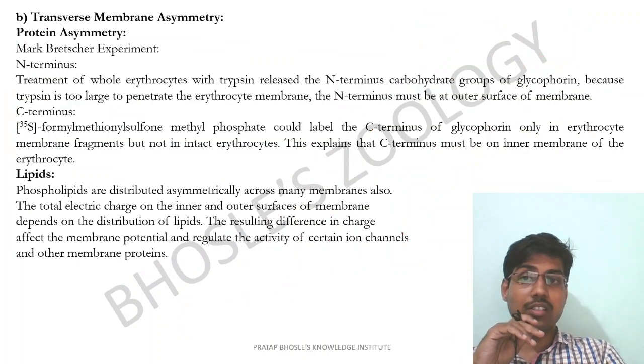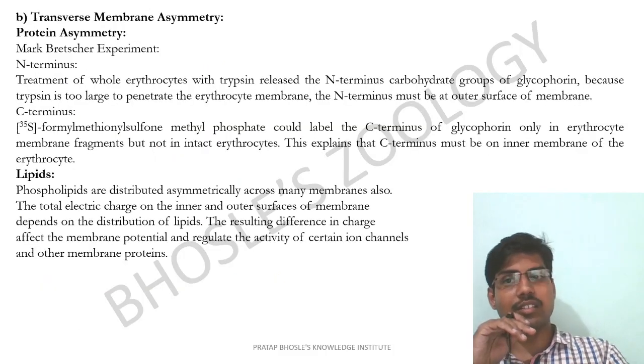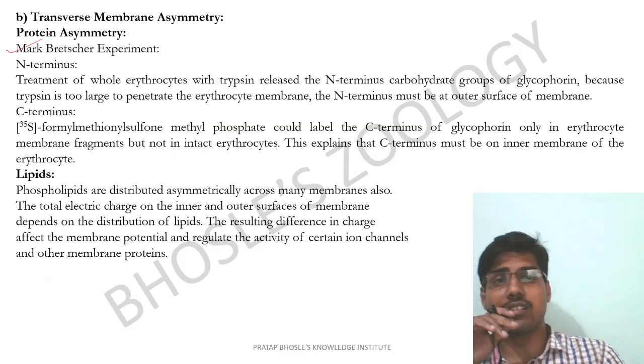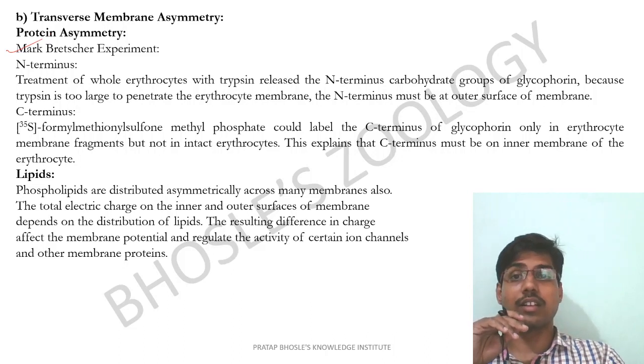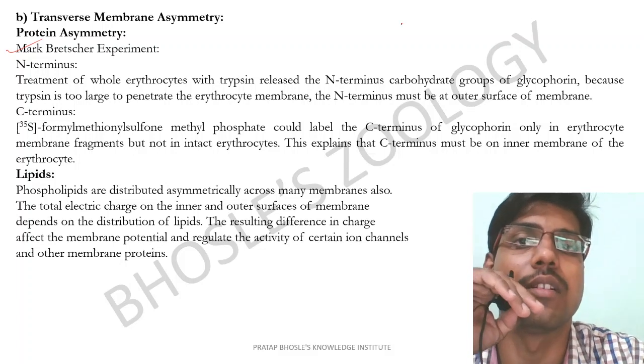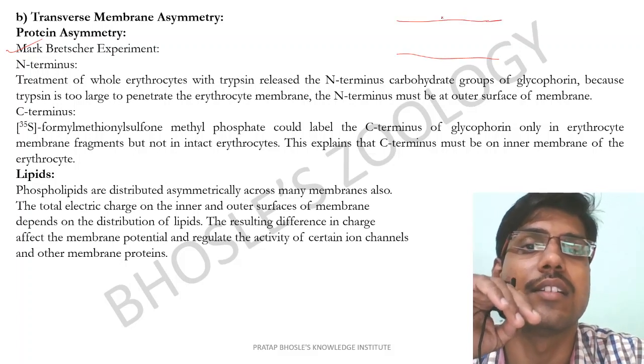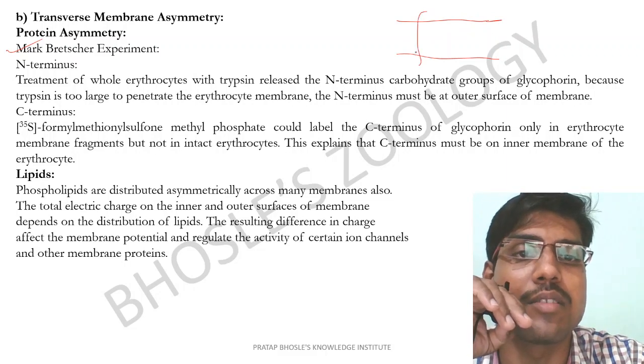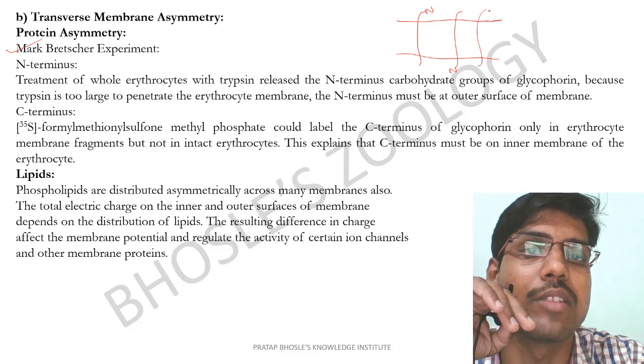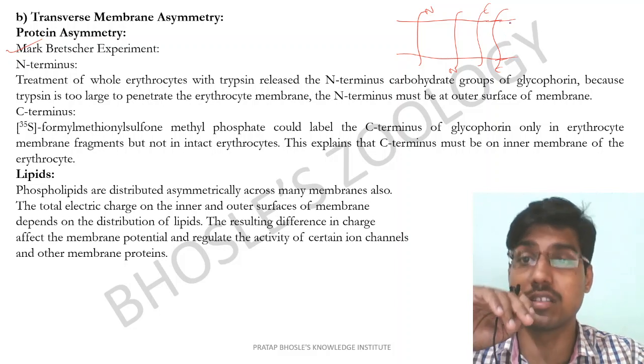And now we will see the transverse membrane asymmetry. Okay, the protein asymmetry: in the protein asymmetry, the Mark Bretscher experiment is there. He proved that proteins sometimes have their N terminal here, sometimes they have their N terminal there, sometimes they have their C terminal here, sometimes there. So this is a kind of asymmetry, a kind of transverse asymmetry.